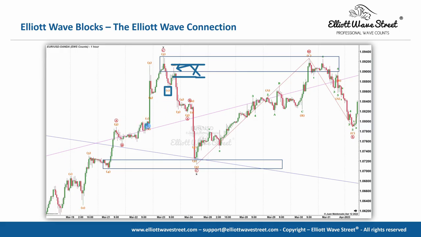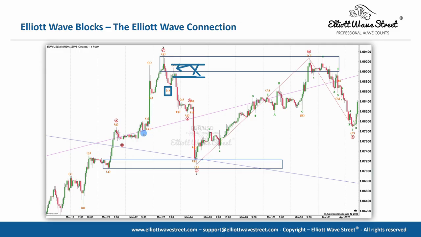So as a general rule, we look for corrective waves. And when we have those corrective waves, we can look to the left to find targets. So for example, here we can see how the price was sideways. So right there, we can build an Elliott wave block using the corrective leg.